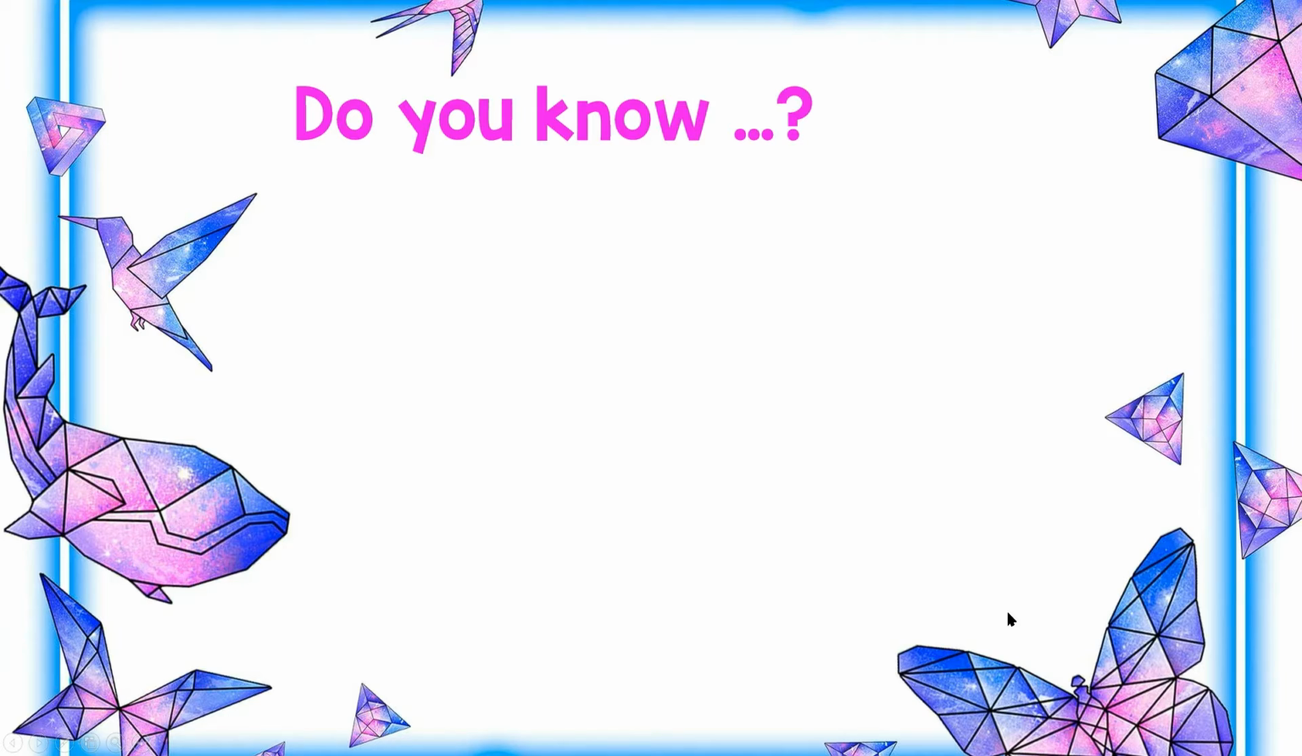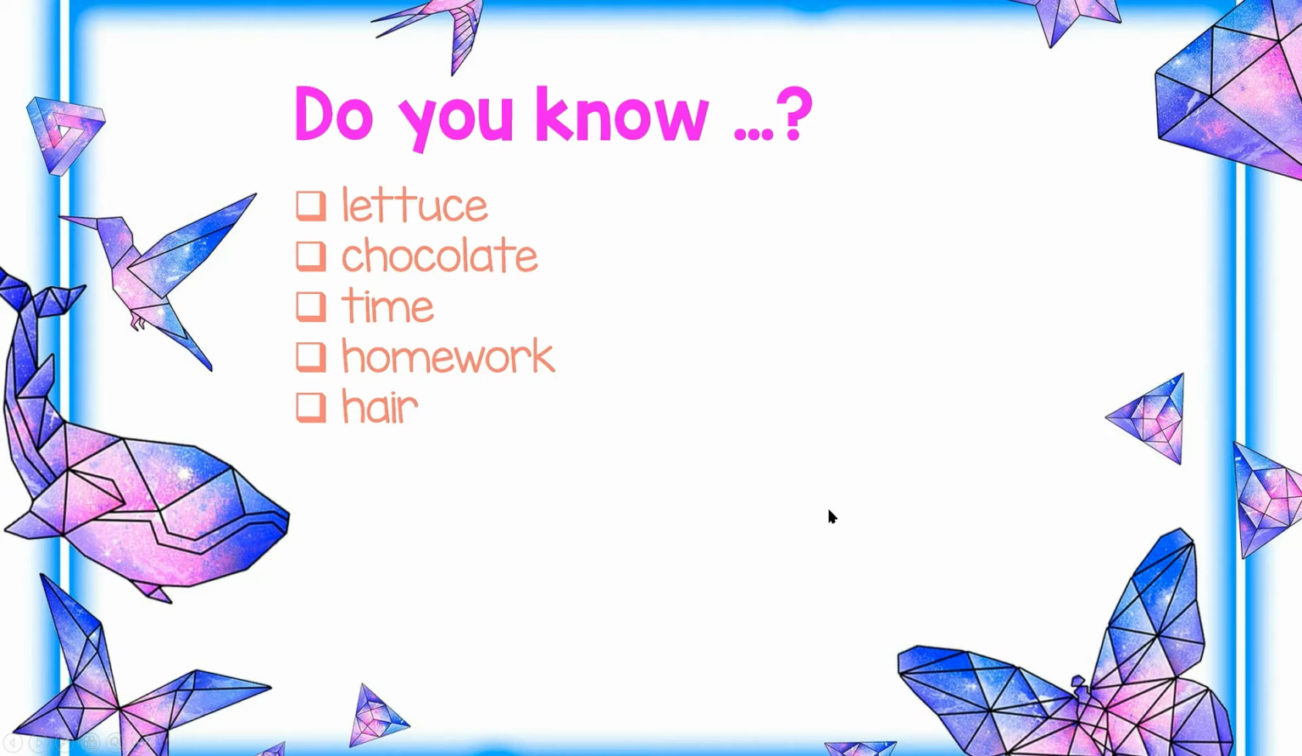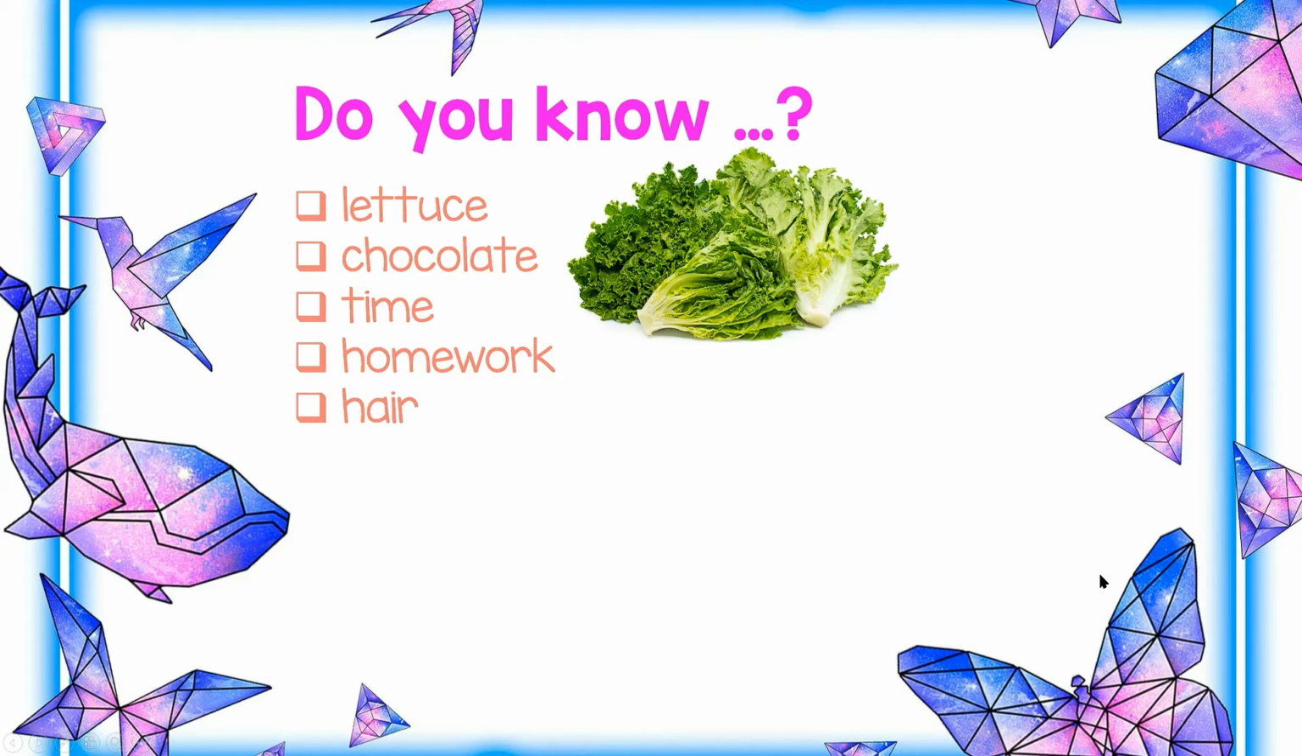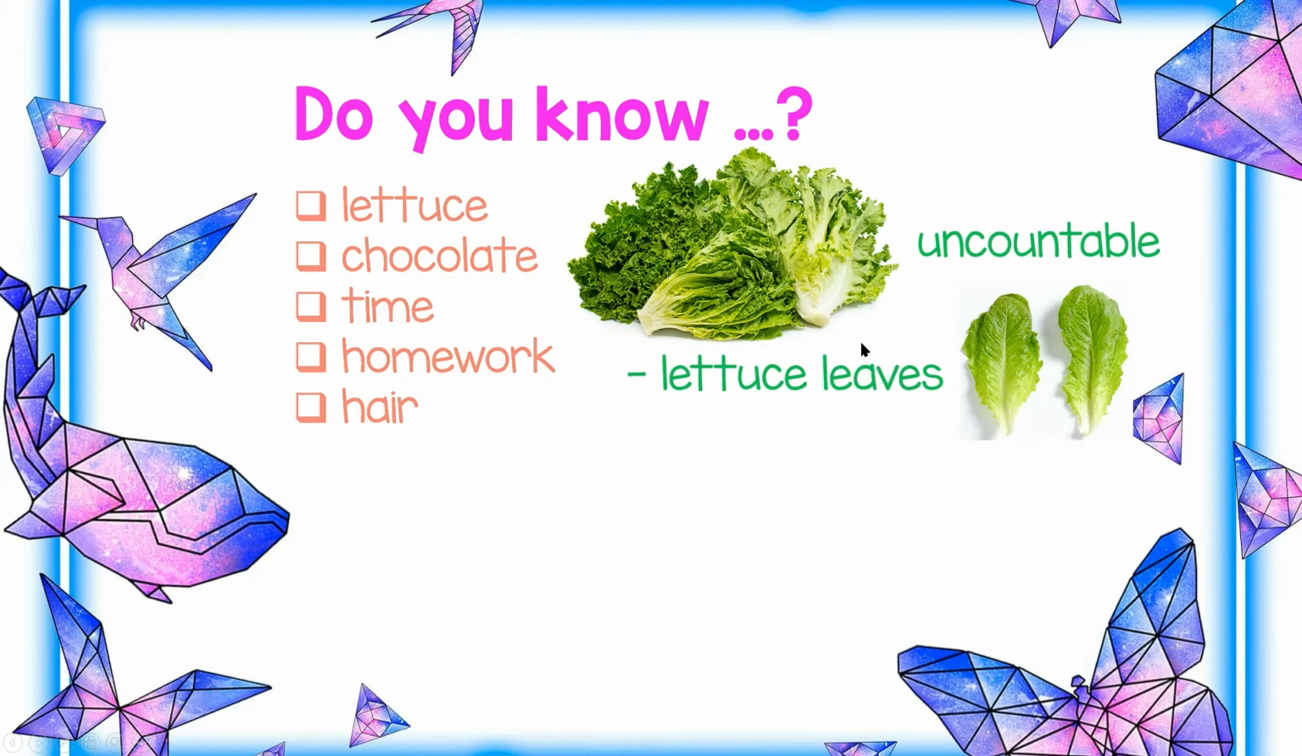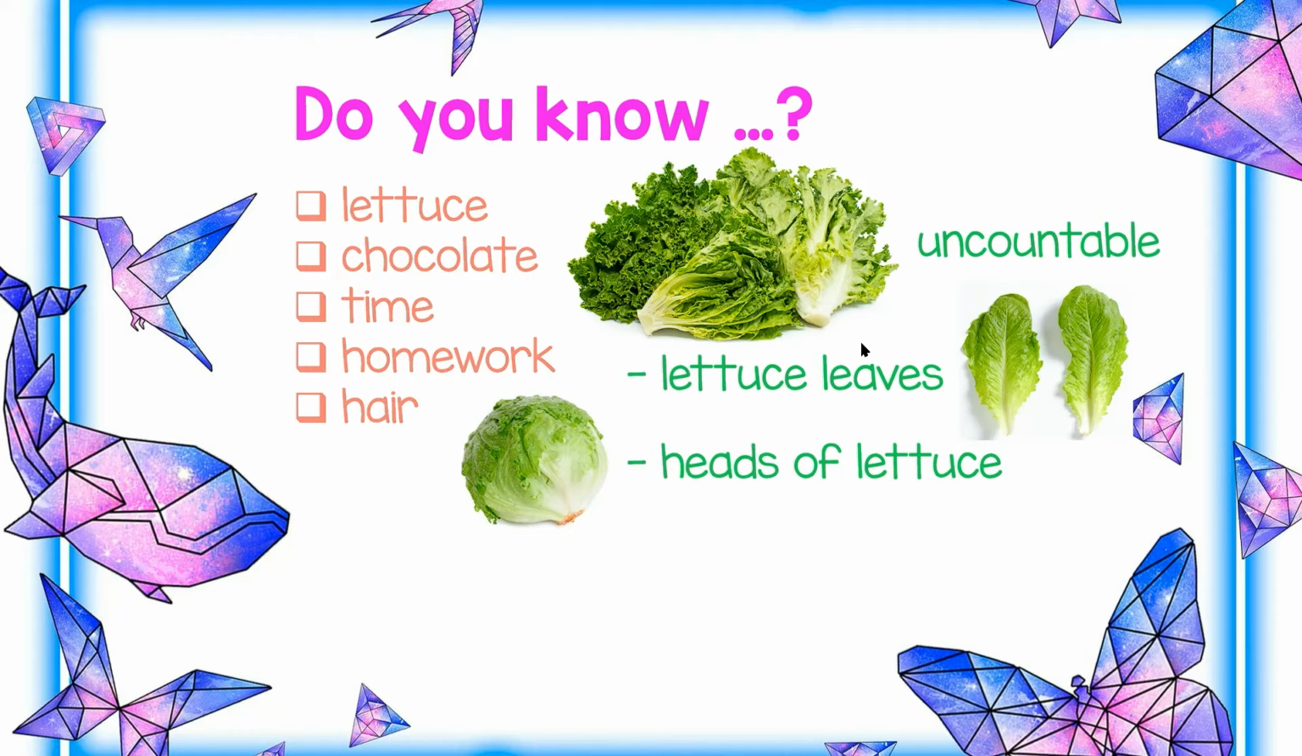Now, do you know if these are countable or uncountable? Let's look at the first item, lettuce. Can we count lettuce? No, we can't. Lettuce is uncountable. Lettuce is a plant with large green leaves. We can count lettuce if we are referring to the lettuce leaves. For example, put 2 lettuce leaves on the plate. We can count lettuce by adding quantifiers like heads of lettuce. For example, I buy 3 heads of lettuce from the supermarket.